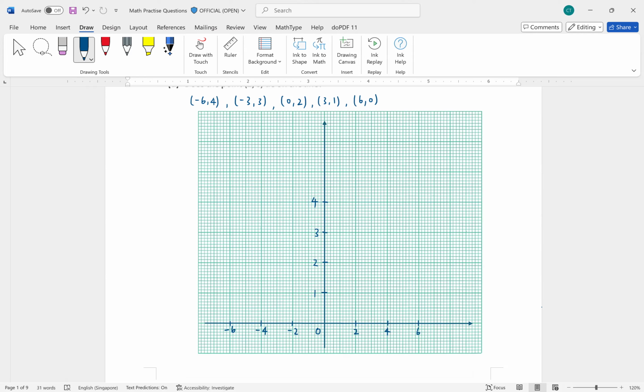The first point is x negative 6, y 4. So plot here. Next one is x negative 3, y 3. Negative 3 is actually here, in between negative 4 and negative 2. Then y 3. Then x 0, y 2. Then x 3, y 1. Then x 6, y 0. So here.